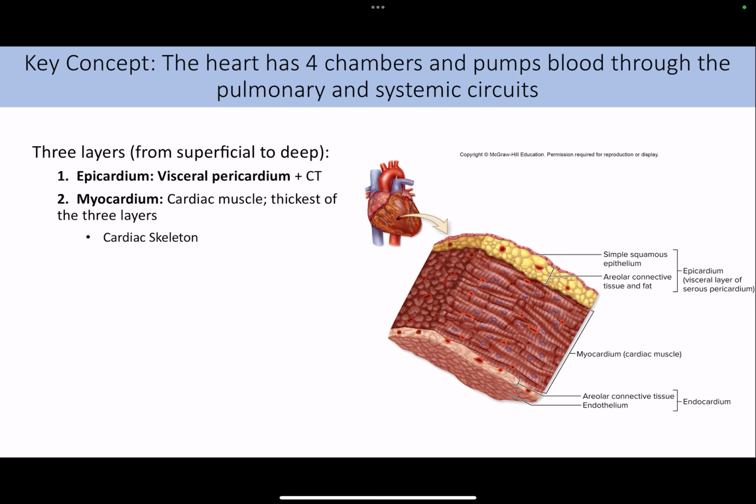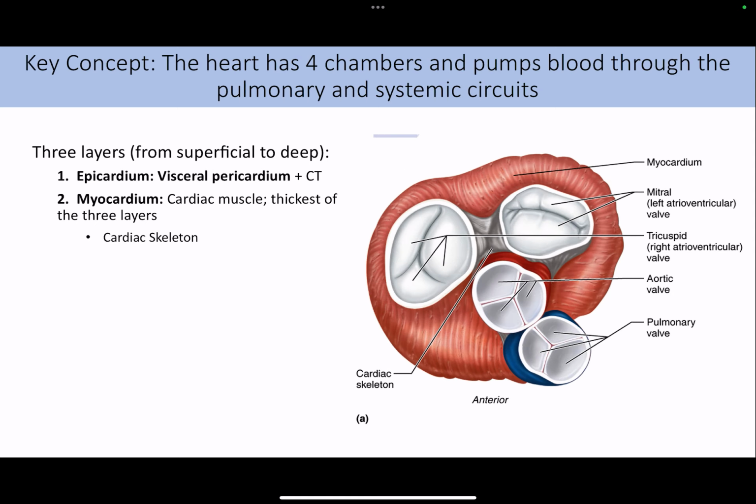Then we have the myocardium. Remember, myo means muscle. This is where we have our cardiac muscle. This is the thickest of the 3 layers. And then also part of the myocardium is going to be our cardiac skeleton, which is essentially just the connective tissue that is holding all of the valves in place. You really can't see it on any of our models because you would have to cut it in half and look into it. But again, cardiac skeleton is just the connective tissue that is holding the valves in place.